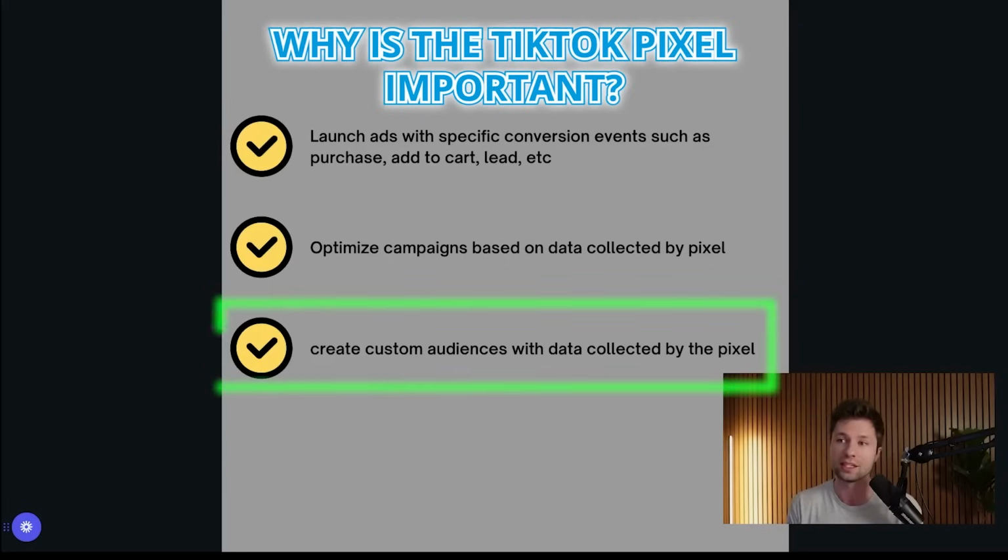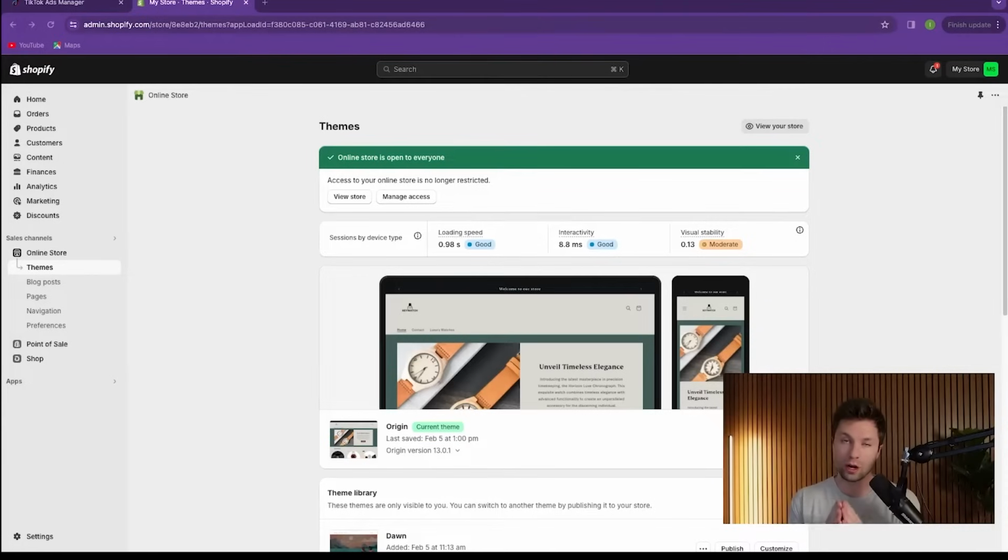And then the last thing is that you can create custom audiences with the data collected by the pixel. So you can do things like get all the users' purchase data and then create lookalike audiences based off those. And I'll be showing you how to do that later as well. So three really important reasons on why you should put the pixel on your website before you start running ads. And one of the best parts is if you are using Shopify, this literally takes just a few minutes to go through and set up.